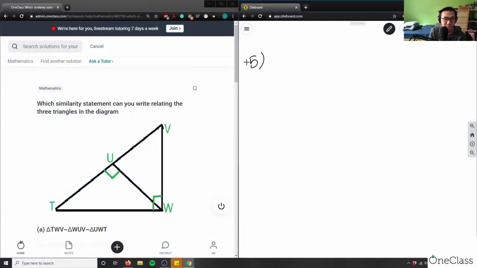So it says here, which similarity statement can you write relating the three triangles in the diagram? Okay, so I'm going to draw this triangle. Actually, I'll write the question here first.